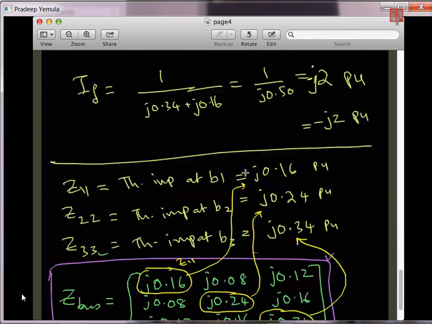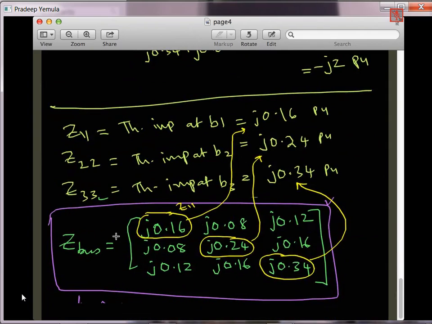One important thing we understand by comparing the Z-bus matrix, which we calculated in the first half of the lecture, with the Thevenin impedances at bus 1, bus 2 and bus 3, is that the diagonal elements of the Z-bus matrix are nothing but the Thevenin impedance at that respective bus k. For example, 0.16 is the Thevenin impedance at bus 1, 0.24 is the Thevenin impedance at bus 2, and so on. Okay, so with that brief review of the previous class, let's jump to today's lecture.